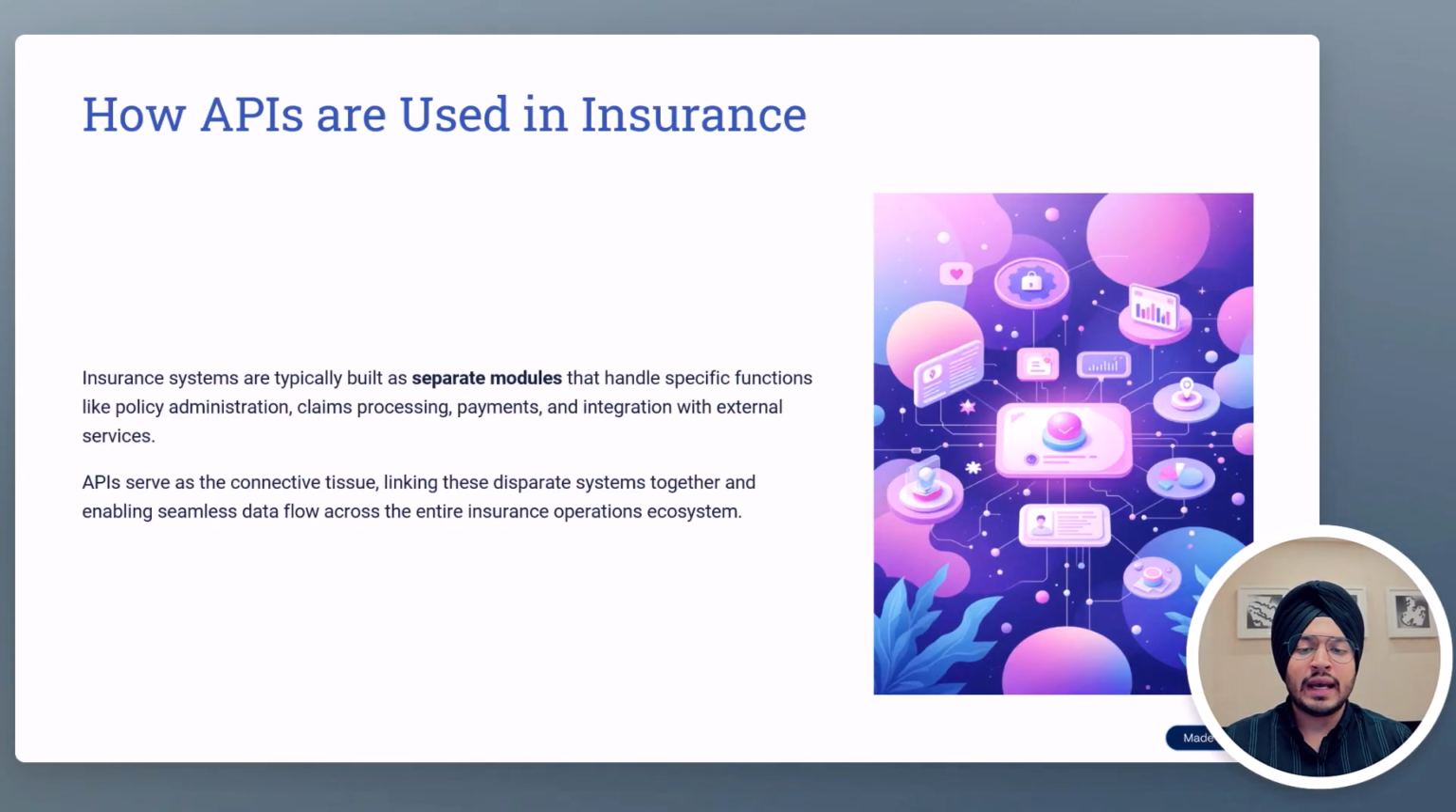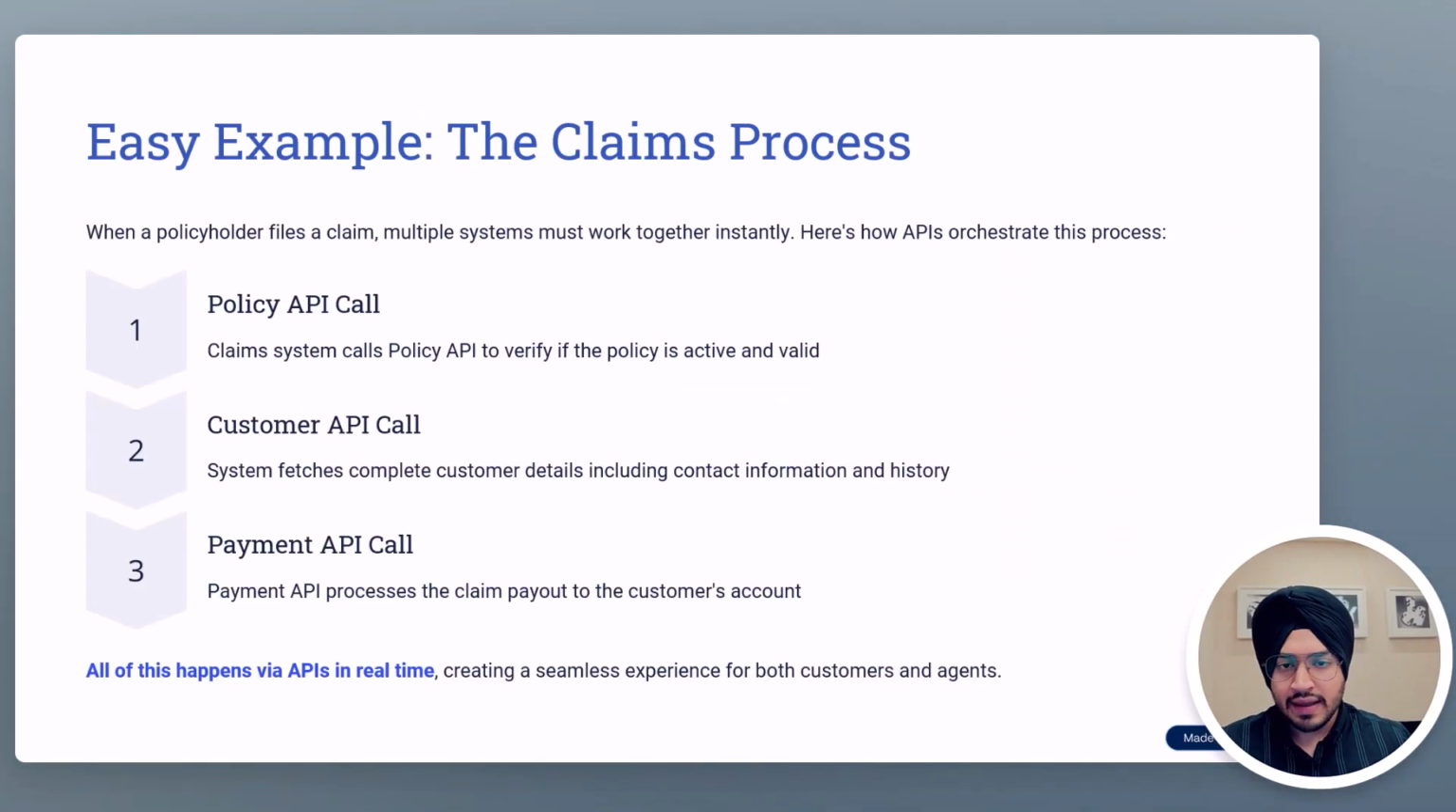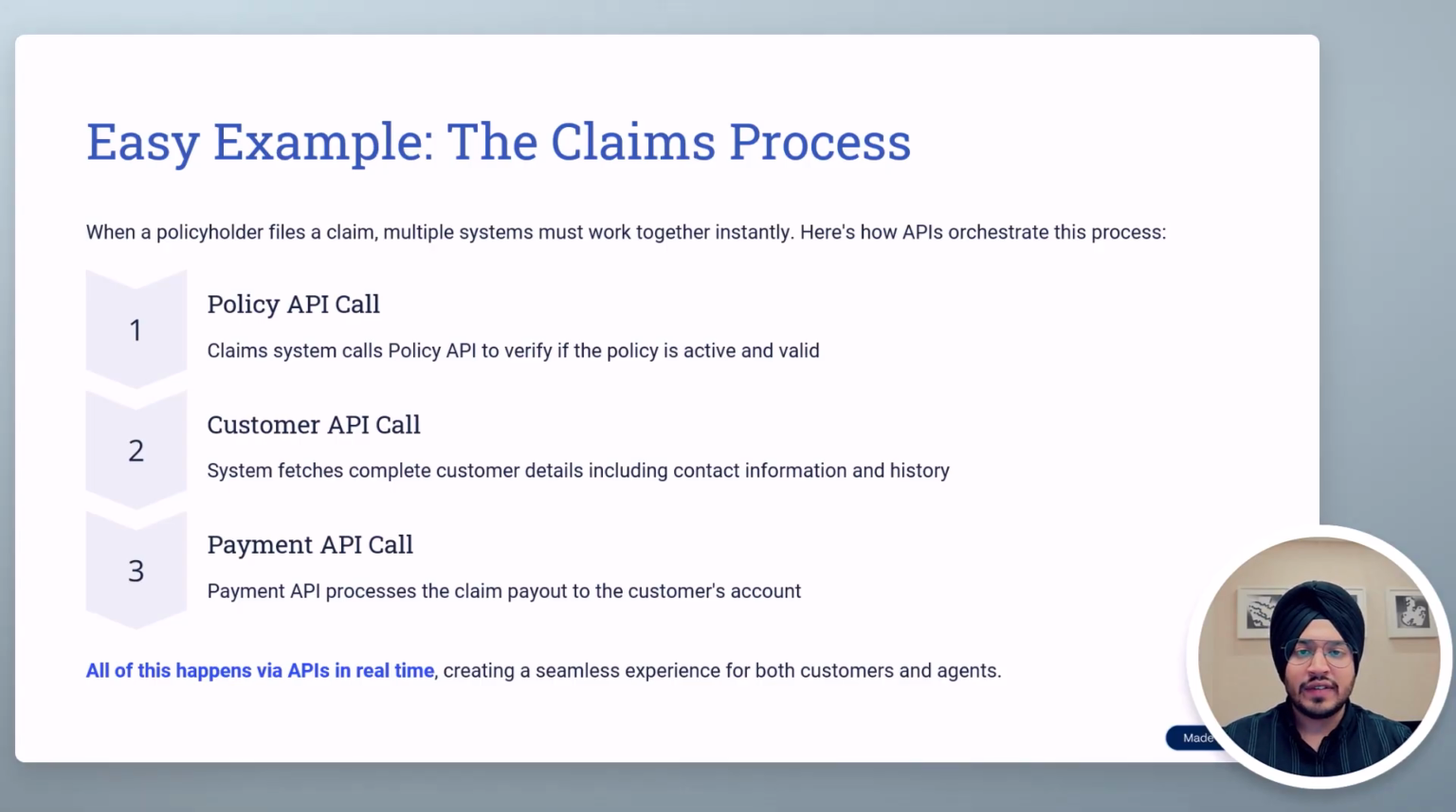Insurance systems are typically built as separate modules that handle specific functions like policy administration, claim processing, payments, and integration with external services. Let's see by an example. How insurance systems are usually built is basically we build various microservices for each of the functions, such as policy, and then we have all the information in the customer calls. For underwriting, we have special APIs, and even for payments, we have a specific system, right?